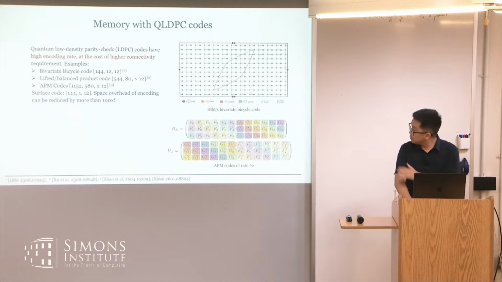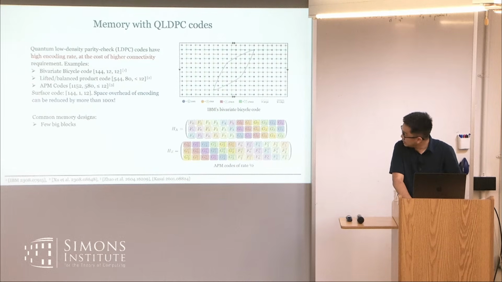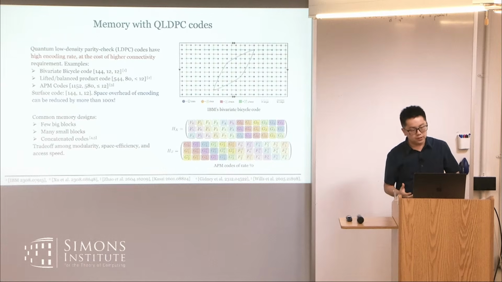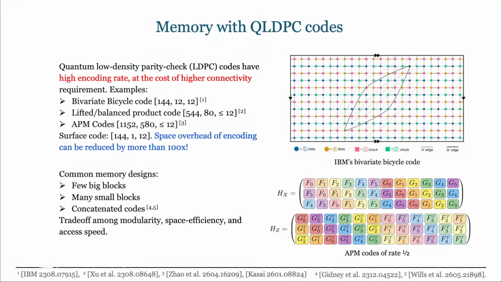Great. So this is QLDPC codes, and there are a couple of common memory designs that we use nowadays. You can use a few big blocks, you can use many small blocks, or you can use concatenated codes, especially as demonstrated by some of the recent works. I won't go into the details of these designs, but I will say that there's a trade-off among modularity, space efficiency, and access speed among all of these memory designs.